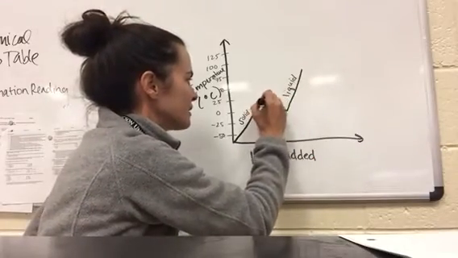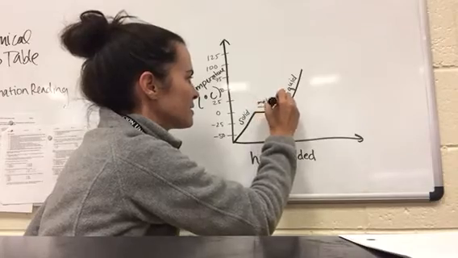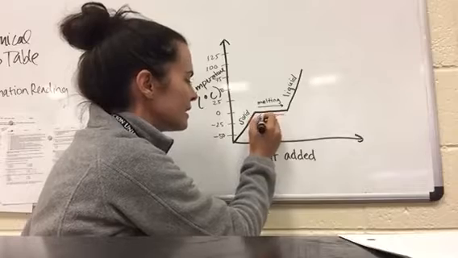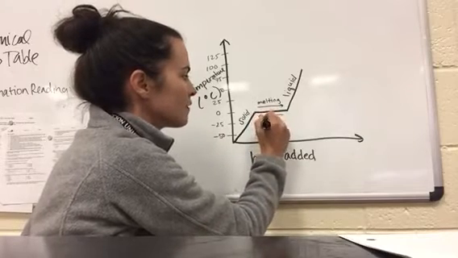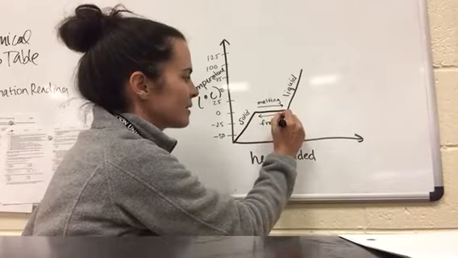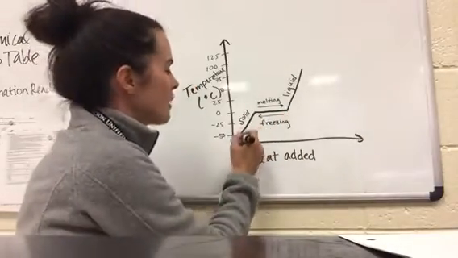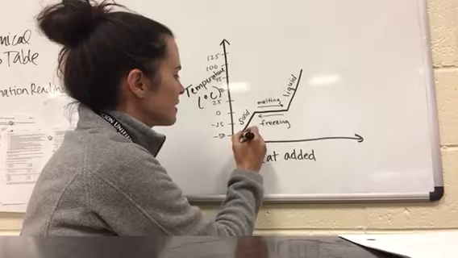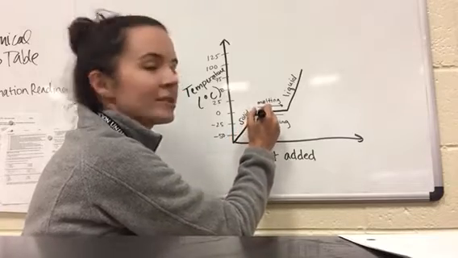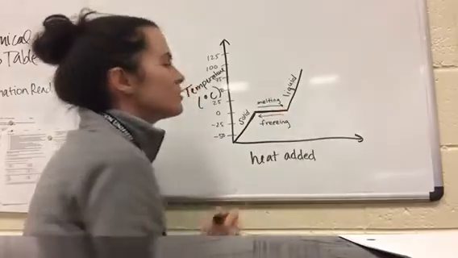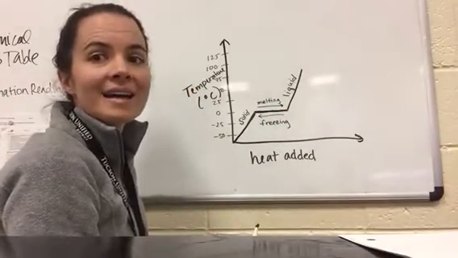So melting. The reverse of melting, just so we can have a vocab review, the reverse of melting is freezing. Good. Okay, so reverse of melting is freezing. So as I add heat, up, up, up, up, up, at 0 degrees it stops, and all of the energy is going to melting. Why is that?